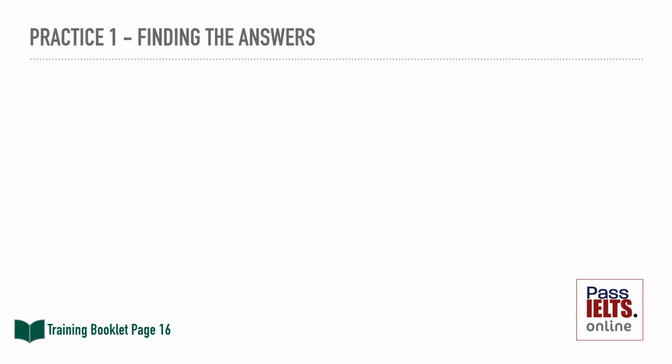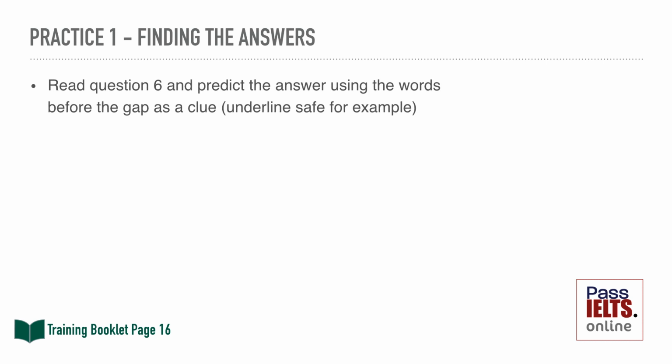As the questions are in order, you start by reading the first question and then find the answer before you go on to the next question. So let's do one together. Read question 6 and predict the answer using the words before the gap as a clue. Underline safe, for example. Also predict the kind of word you need to find. I'll give you a bit of time here to predict the answer. You will need to find a verb in the infinitive for the first one.